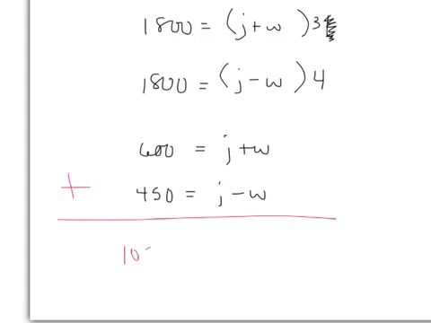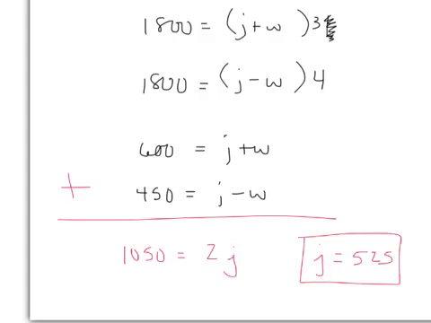You're going to get 1050 equals what? 2J. Be careful, make sure you put the 2. The W's cancel out. So it turns out that the jet speed, not jet stream, the jet speed, the airliner, the plane, can fly at 525 if I divide by 2, right? Okay, and go ahead, what do you get for the wind speed? If this is 525, you just plug it back in, you get 75. Okay, so we get 75 for the wind speed.